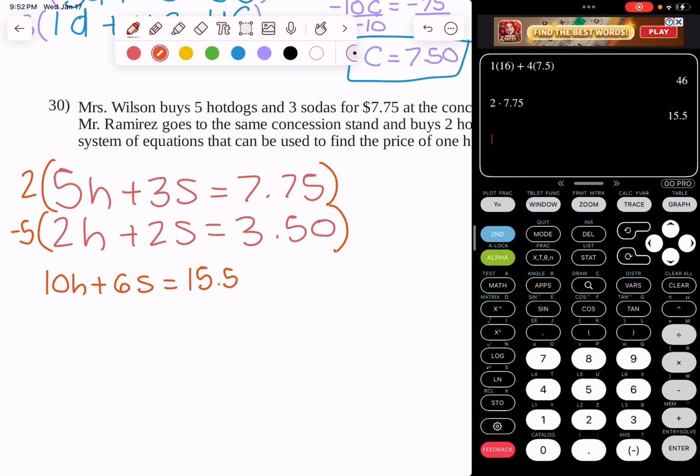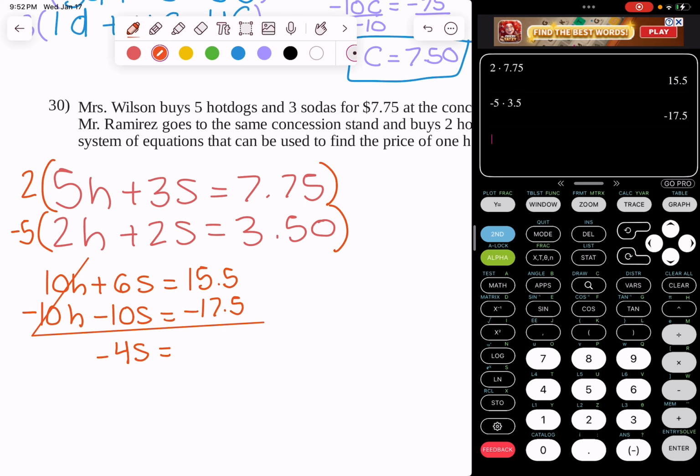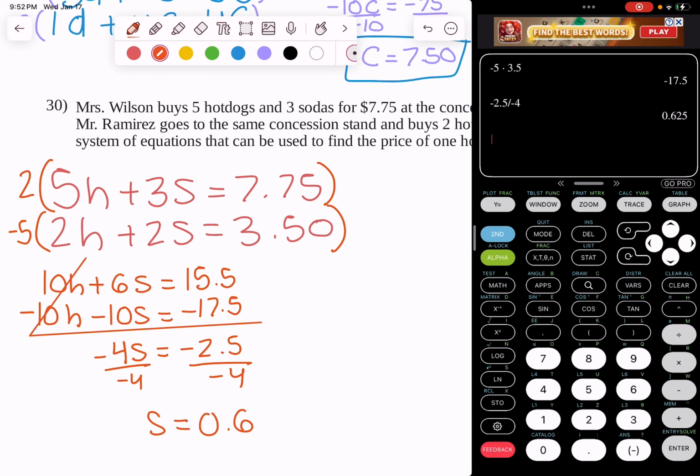Then -5 times 2H is -10H. -5 times 2S is -10S. And -5 times 3.50 is -17.50. Okay. 10 minus 10 is 0. 6 minus 10 is -4S. And 15.5 minus 17.5 is -2. Divide by -4. We will get S equals negative 2 divided by negative 4, which is 0.5. I just want to make sure I didn't make a mistake anywhere.